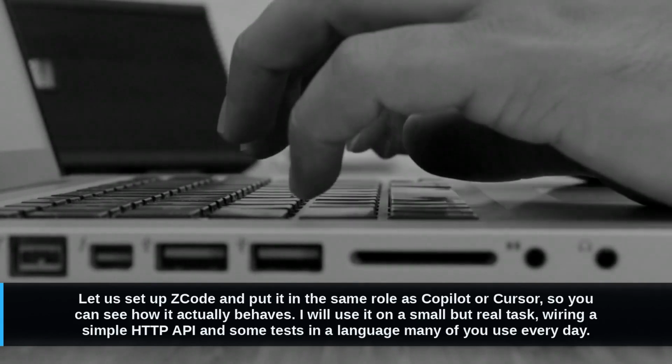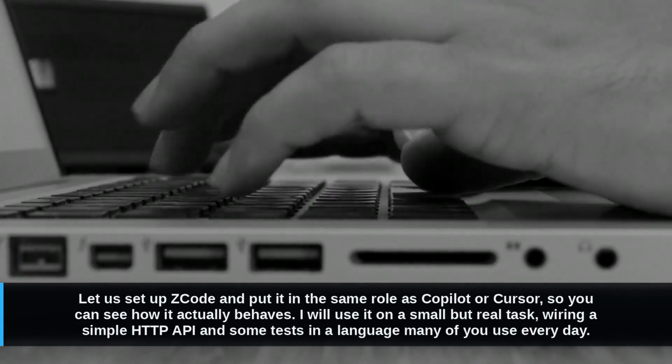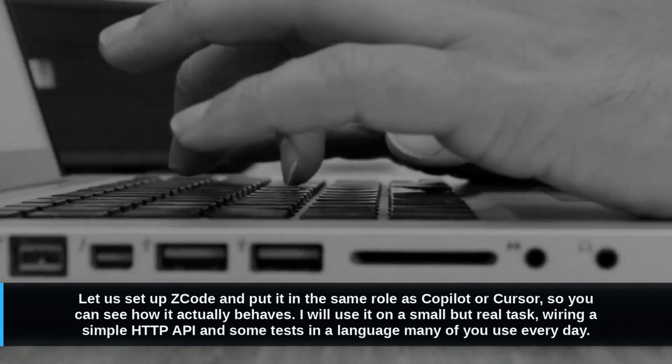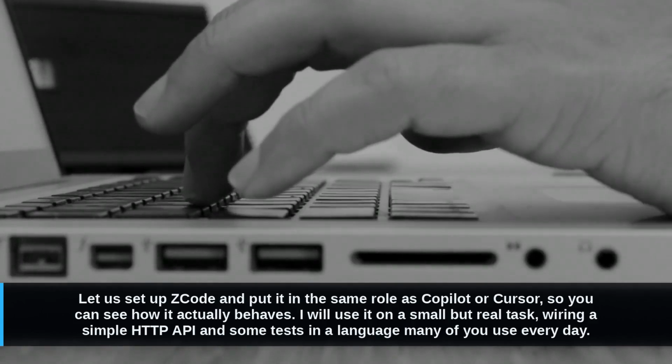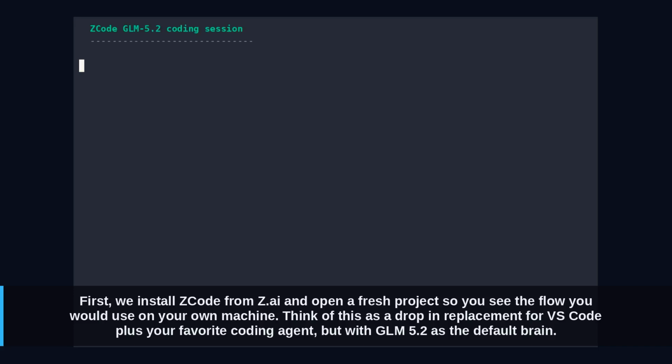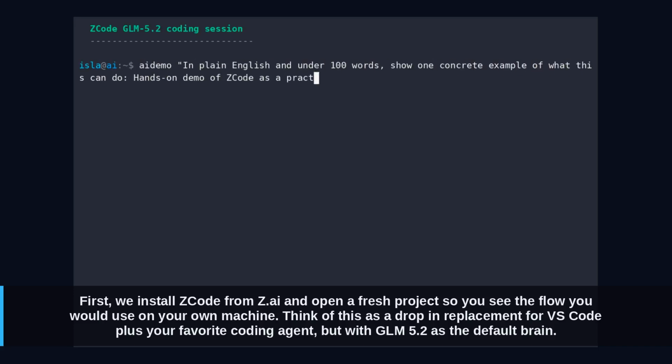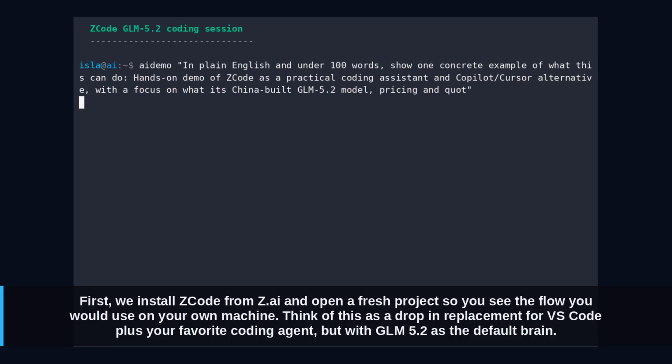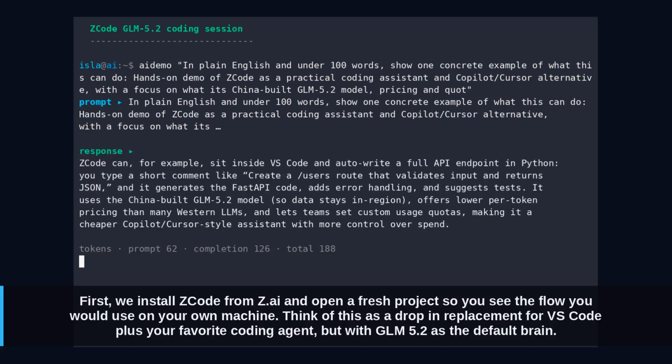Let us set up ZCode and put it in the same role as Copilot or Cursor, so you can see how it actually behaves. I will use it on a small but real task, wiring a simple HTTP API and some tests in a language many of you use every day. First, we install ZCode from Z.ai and open a fresh project so you see the flow you would use on your own machine. Think of this as a drop-in replacement for VS Code plus your favorite coding agent, but with GLM-5.2 as the default brain.